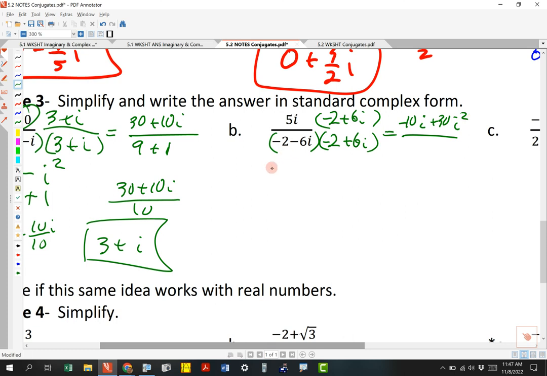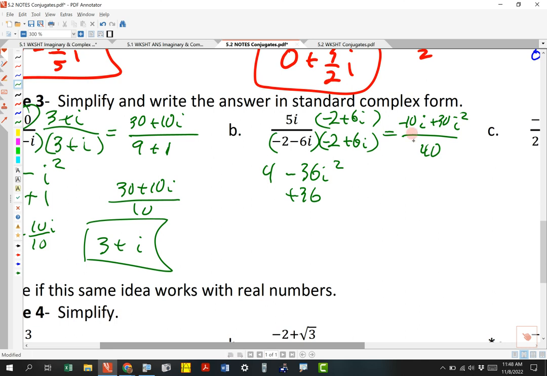Okay, the bottom is going to be the first one squared, 4. Then the middle ones are going to cancel out. This is going to be negative 36i squared, because that middle one's going to be a negative, then an i squared. This is going to count as a plus 36. So this is going to be a plus 40.